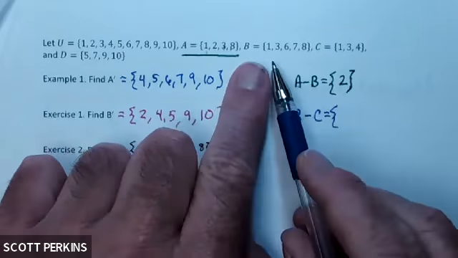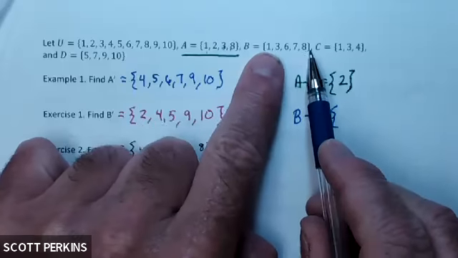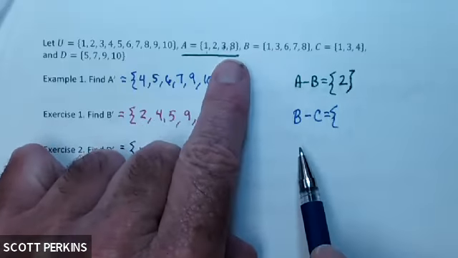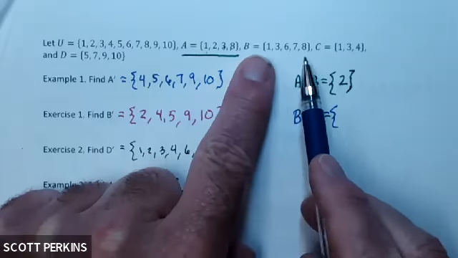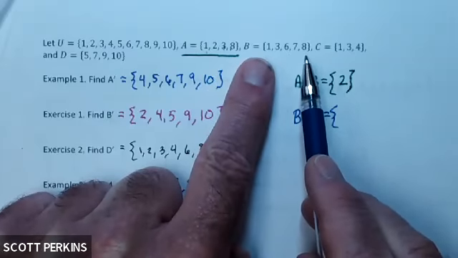So set B is 1, 3, 6, 7, 8. That's what we start with. We always start with the first set listed, if you're wondering that. We start with set B, and now we're going to subtract off the things it shares with C.